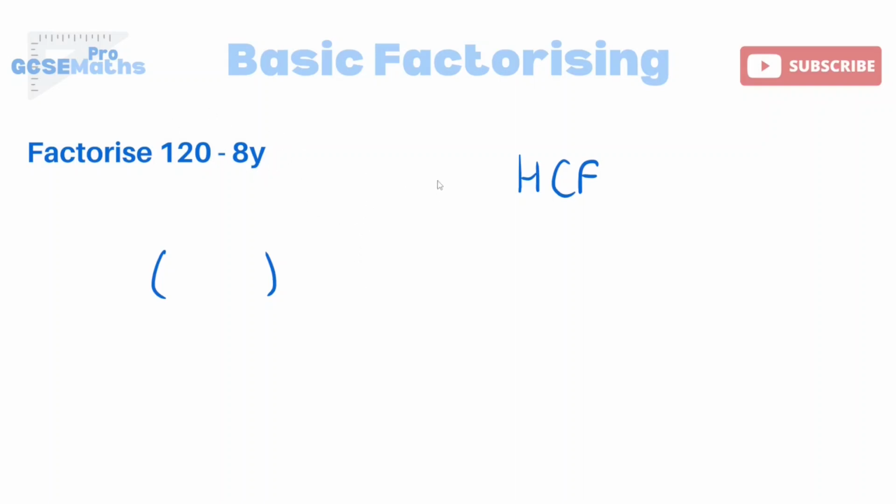Then we're going to look at a number. What is the highest common factor between 8 and 120? Well, it is actually, in fact, 8, because obviously 8 goes into itself once, and 8 goes into 120 15 times. So the highest common factor is 8.